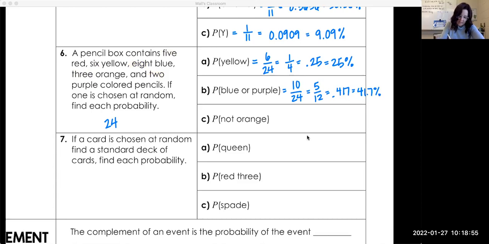Not orange would mean it has to be red, yellow, blue, or purple. That's everything except the 3 orange colored pencils, which add up to a total of 21 pencils out of 24. 21 out of 24 is 7/8, which is 0.875 as a decimal and 87.5% as a percent.